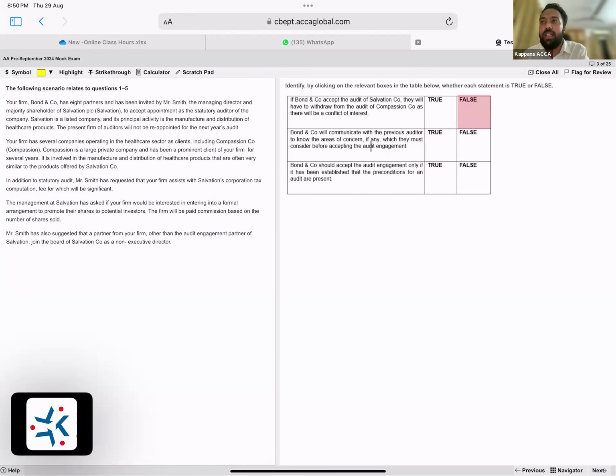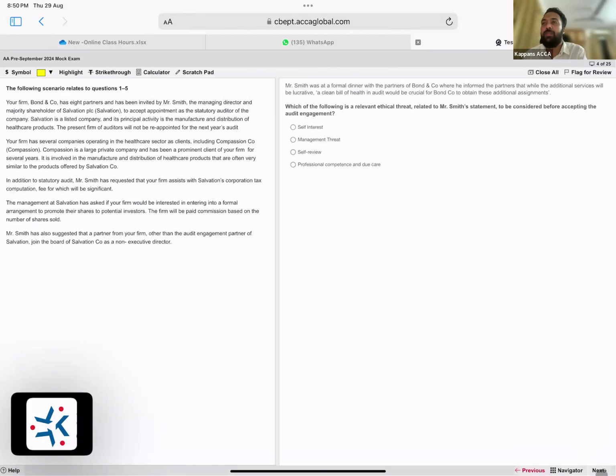Bond and Company will communicate with the previous auditor to know areas of concern, if any, which they must consider before the audit engagement. That is true. The auditor will have to communicate with the previous auditor before accepting the engagement. Bond and Company should accept the audit engagement only if it has been confirmed and established that the preconditions to audit are present. Yes, an audit can be accepted only if the preconditions to audit are present. It's true.